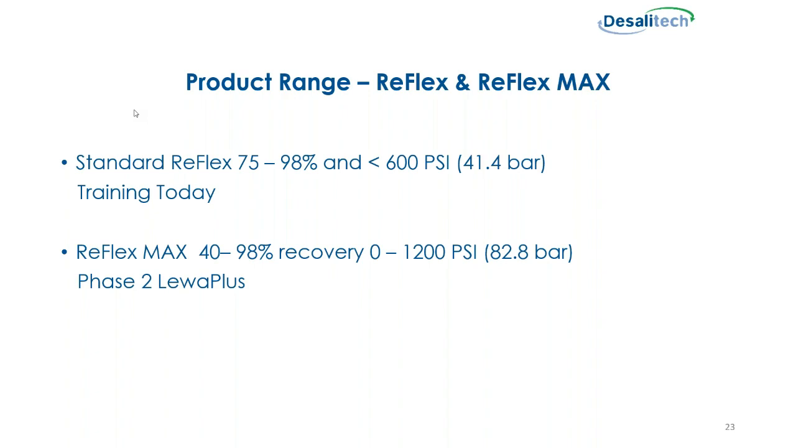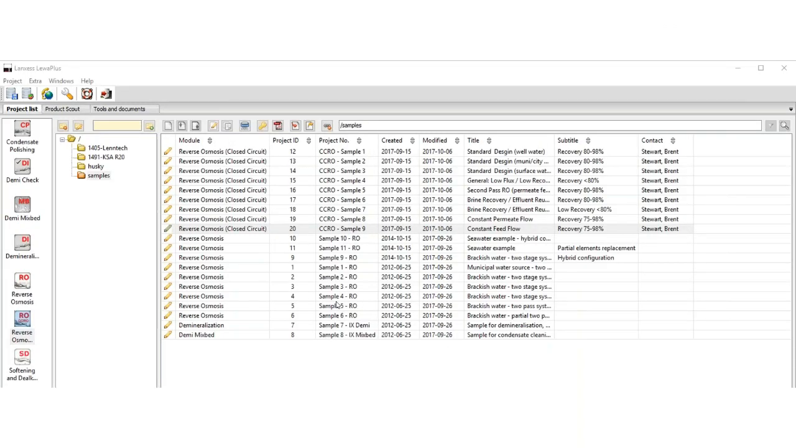And before we leave the slide, I'll just highlight that product, the Reflex Max. You could use it as a seawater system, and in the same day you could stick it on the other side of your plant and use it as a second pass RO. So the flexibility of our process is certainly unmatched.